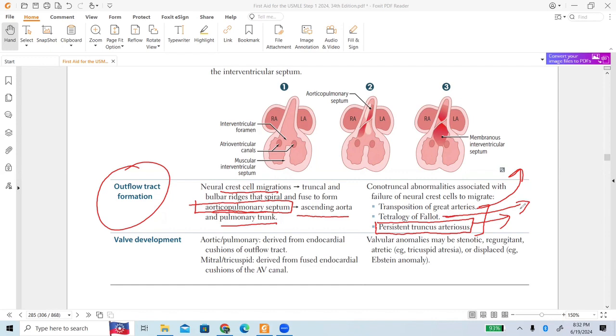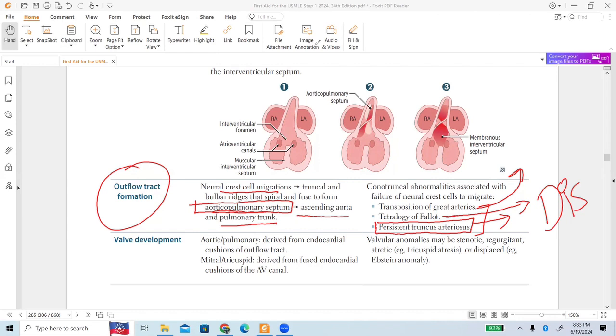So the embryological cause of tetralogy of Fallot is displacement. The anterosuperior displacement of the infundibular septum does not take place. So if they ask you the cause, in tetralogy of Fallot, what is the pathology? Displacement failure of the infundibular septum, right? Yes. And what is the pathology behind the transposition of the great arteries?